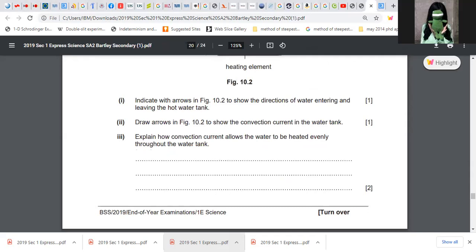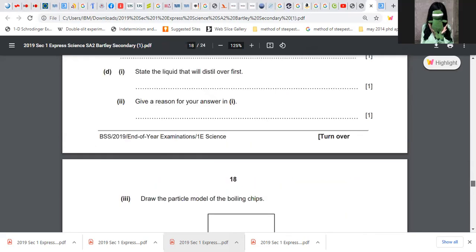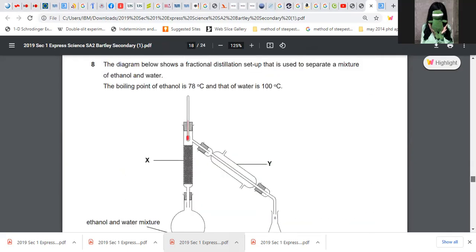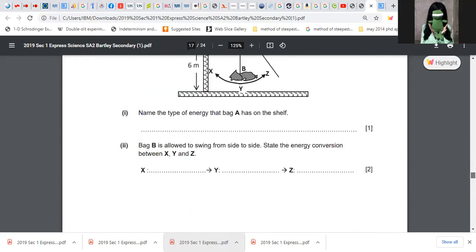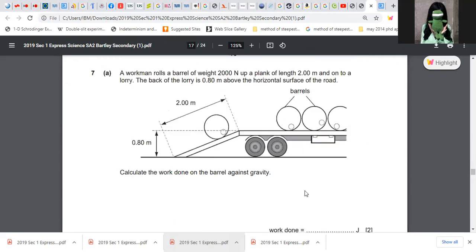Next one. 27A, part A. Wait, I'm not 27. Seven. Which question? Seven part A. Part A, okay. Then how to do? Is this another formula? Okay, work done. This one is against gravity. Yesterday my student also did this same thing.